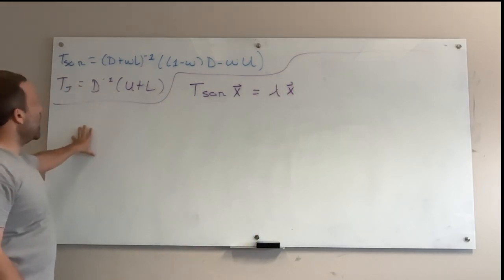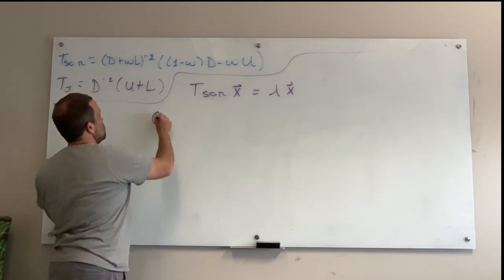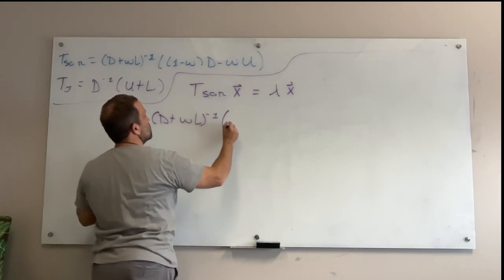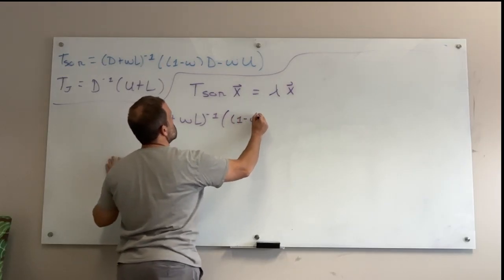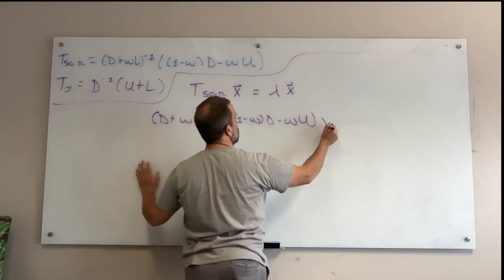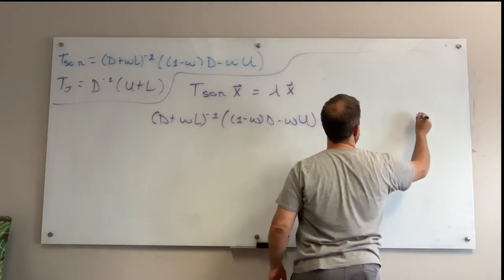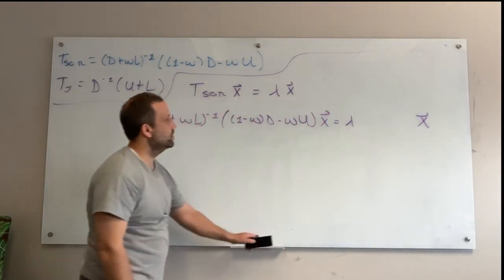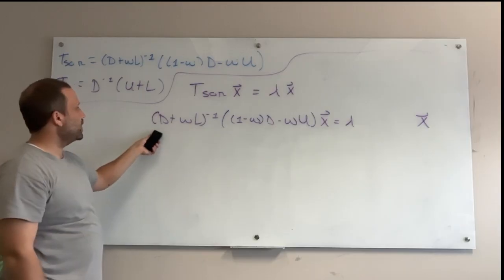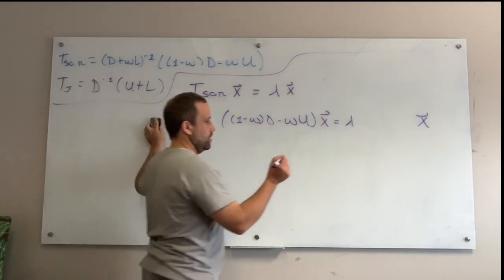Okay, so what we're going to do now is just write out what T SOR is. It's going to be this. So we're going to have (D plus omega L) inverse times ((1 minus omega) D minus omega U) x equals lambda times x. Because what I'm going to do next is multiply both sides by D plus omega L. And so this is the same as this.